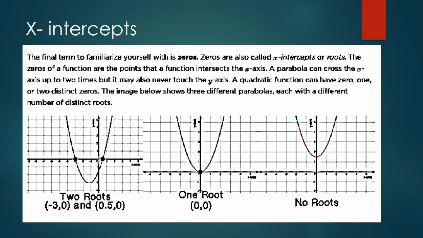Alright, when it comes to x-intercepts, there's 3 possible options. You can have 2 x-intercepts, like in the first example. You can have one x-intercept where it just touches the x-axis, and you can have no x-intercept, so the parabola itself misses the x-axis completely.